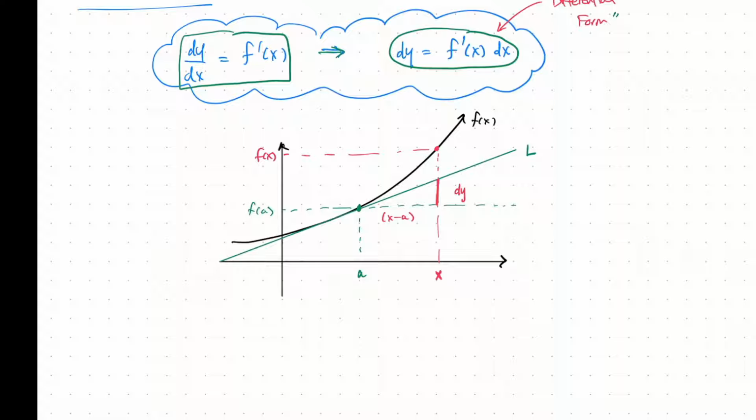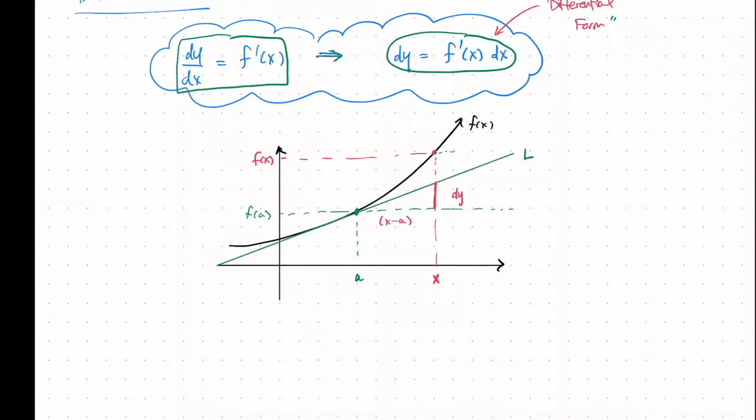Whereas out here, this distance up to this point on the actual curve, this is what we call delta y, because that's the actual change in the value of the function from a to x. So you can see how, right, since dy dx is the slope of the tangent line, this dy is how much the L linear function increases over this little nudge in the input. So you can see how this is actually different than your delta y, or the change in the output. So delta y is really a number.